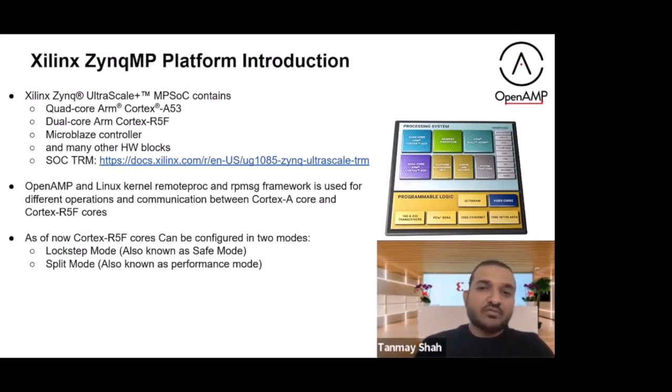So for various operations between Cortex A53 and Cortex R5, OpenAMP is used. Also, we use the remoteproc implementation in the Linux kernel and the RPMsg implementation in the Linux kernel. So Cortex R5 can be configured in 2 modes. One is lockstep mode and one is split mode. We will see operation of each mode in detail.